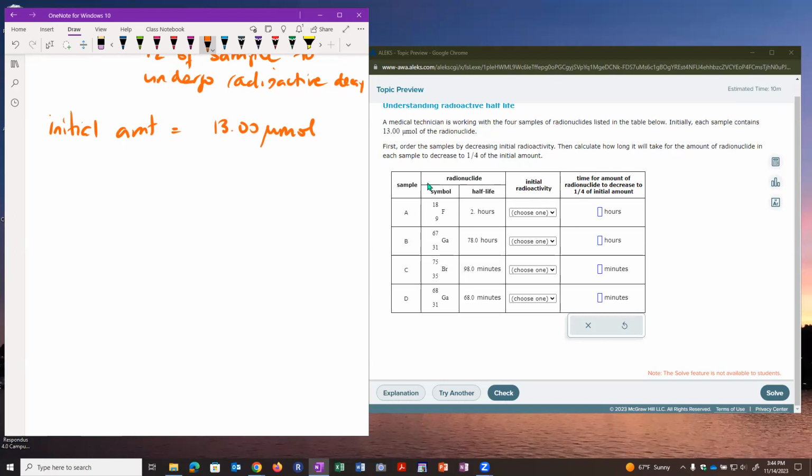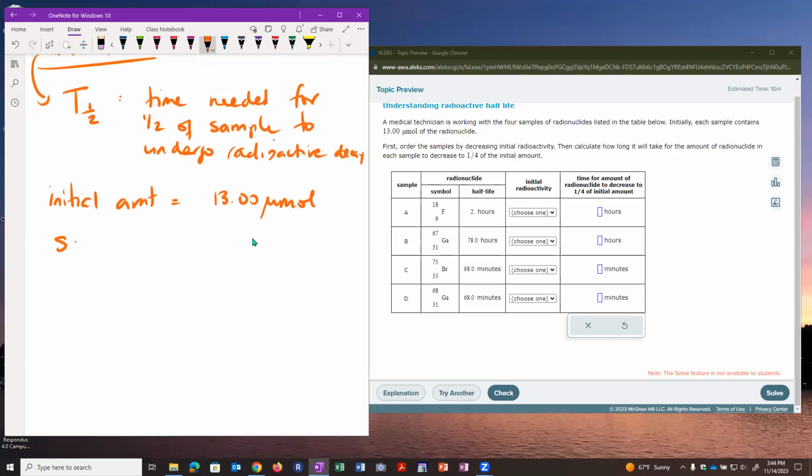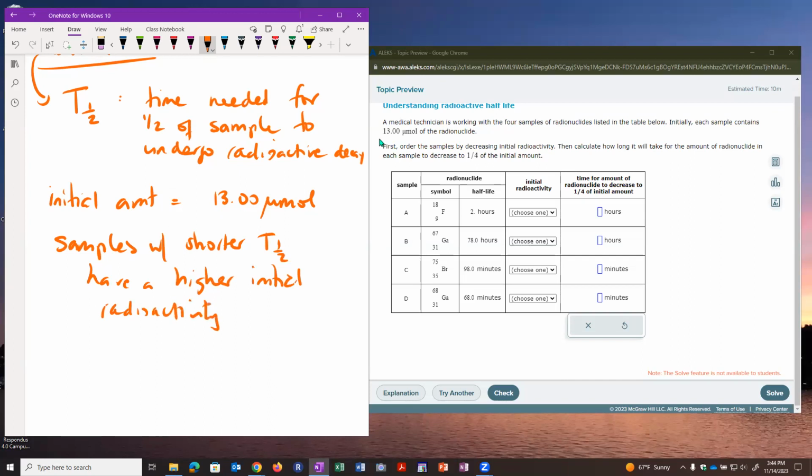So in terms of the initial radioactivity, the samples with shorter half-lives are going to have a larger, or higher, initial radioactivity. Okay, so what we're looking for here is to order the time from shortest time to longest time.